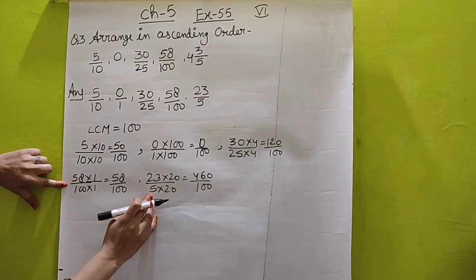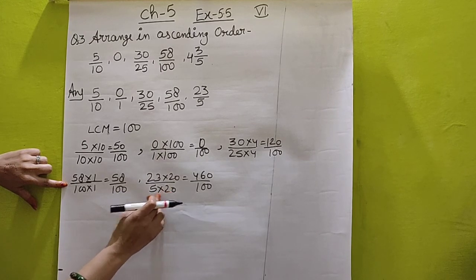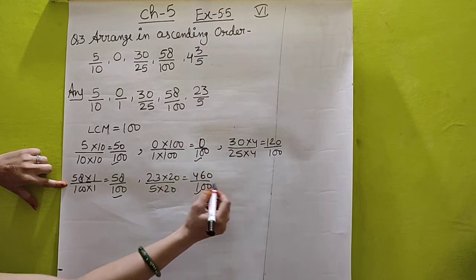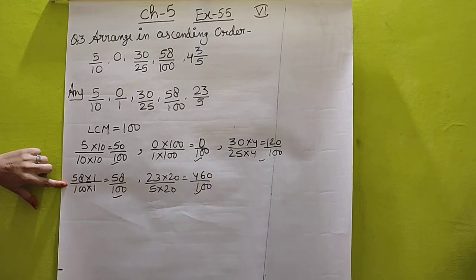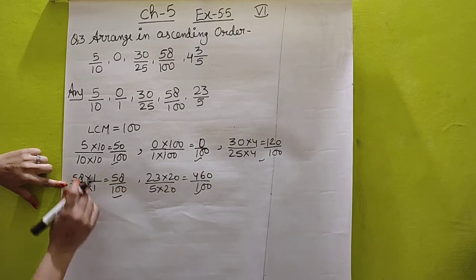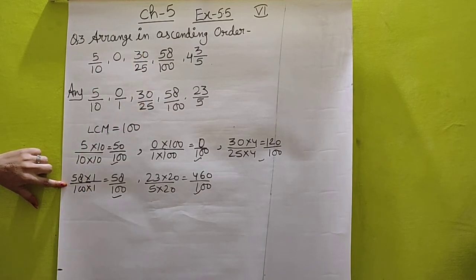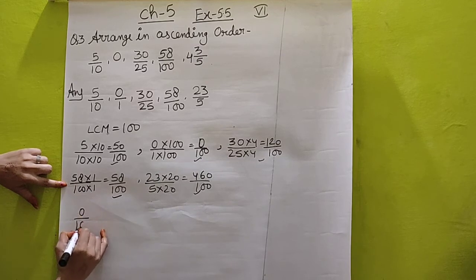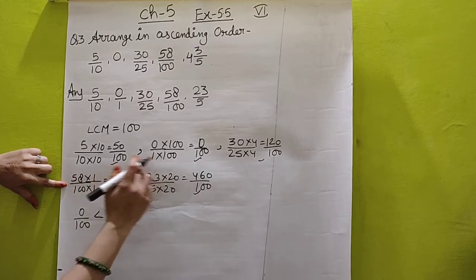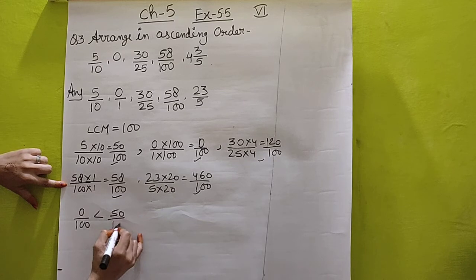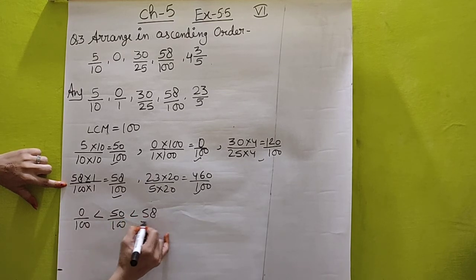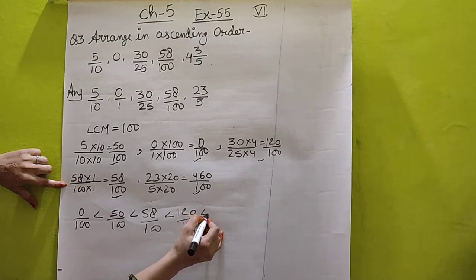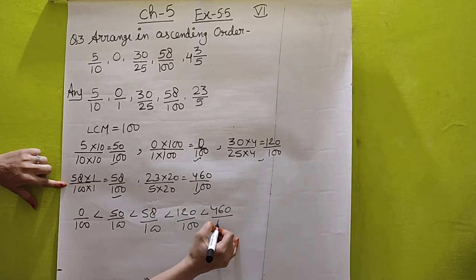Now 23 upon 5 I will multiply with 20 because 5 times 20 is 100. So students, here you can see all are with denominator 100. So now we are to arrange in ascending order, and ascending order means small to big. So first of all, what will come? 0 upon 100. Then what will come? 50 upon 100. Then 58 upon 100. Now 120 upon 100, and at last 460 upon 100.